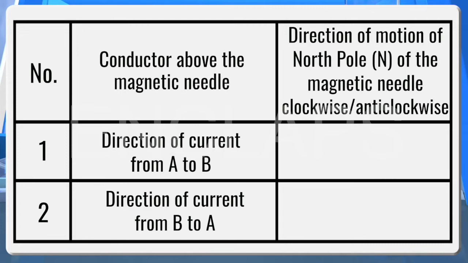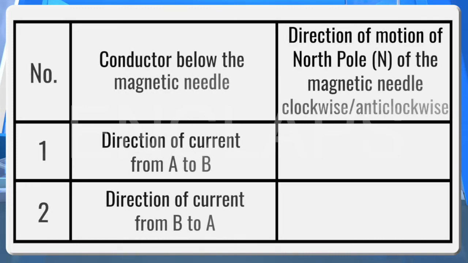The direction of electric current from A to B when the conductor is above the magnetic needle. The direction of motion of north pole of the magnetic needle will be anti-clockwise or counterclockwise. And in case the current is reversed or in the opposite direction, that is from B to A, the direction of motion of north pole of the magnetic needle will be clockwise.